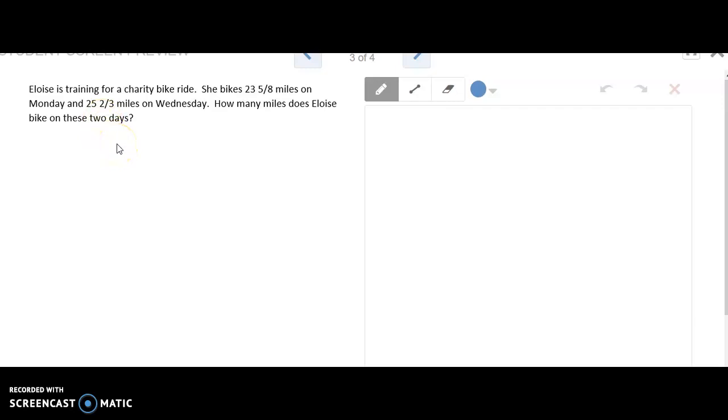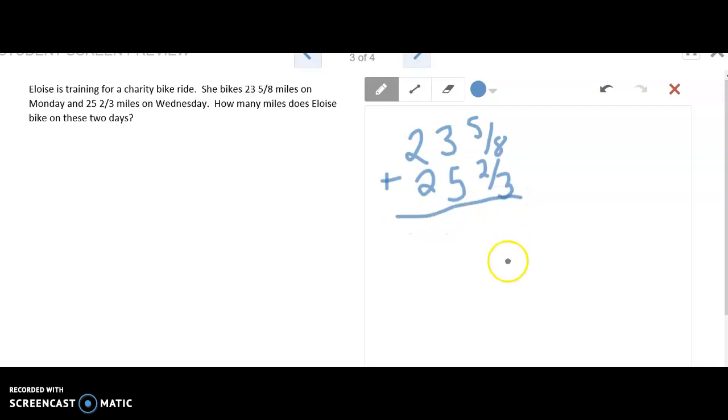So we have to make a decision on what operation we're going to perform. And they want to know how many in all. So that would be addition. So I'm going to write my problem as 23 and 5/8 plus 25 and 2/3.